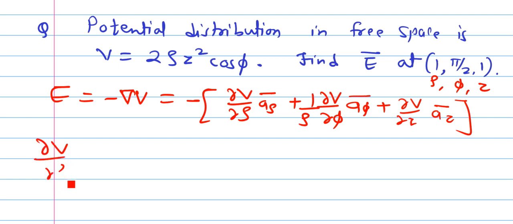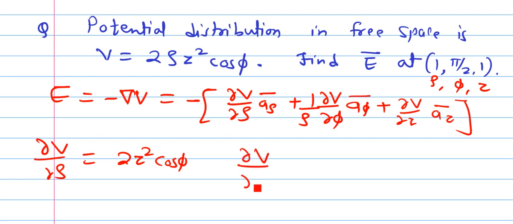So ∂V/∂rho comes out as 2z square cos phi. So here I have treated z and phi as constant. So 2 z square cos phi, and rho derivative is 1.